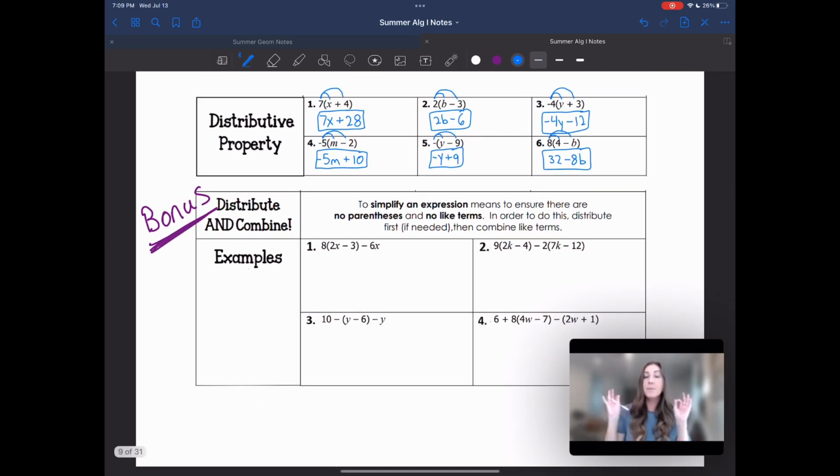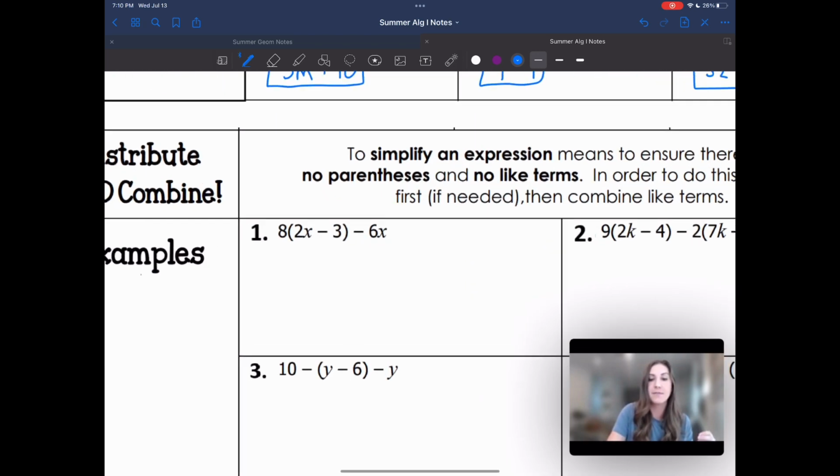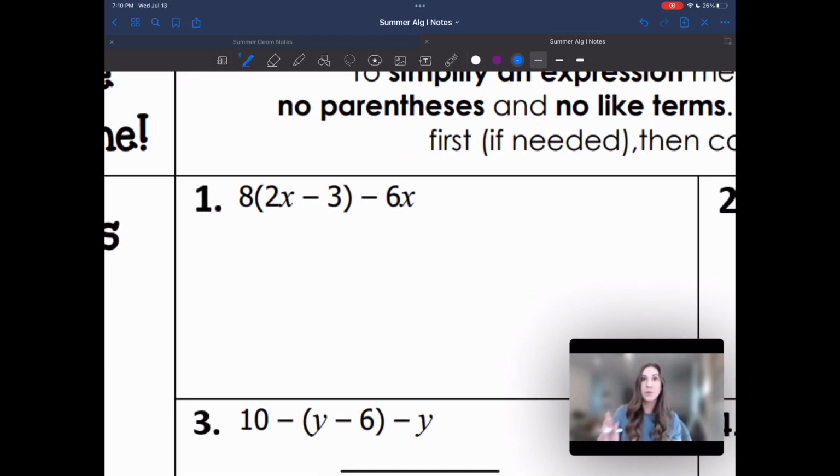Okay, this is a bonus section we're going to do here. Okay, so I really want you to feel confident on the rest of the problems. If you feel like you can do a little bit more and you want to challenge yourself, then here we go. So this is just going to combine everything that we just did, distributing and combining like terms all in one problem. So it says to simplify an expression means to ensure that there are no parentheses and no like terms. Let's dive in. So that's when we'll know we're done, when there's no parentheses left and there's no like terms left.